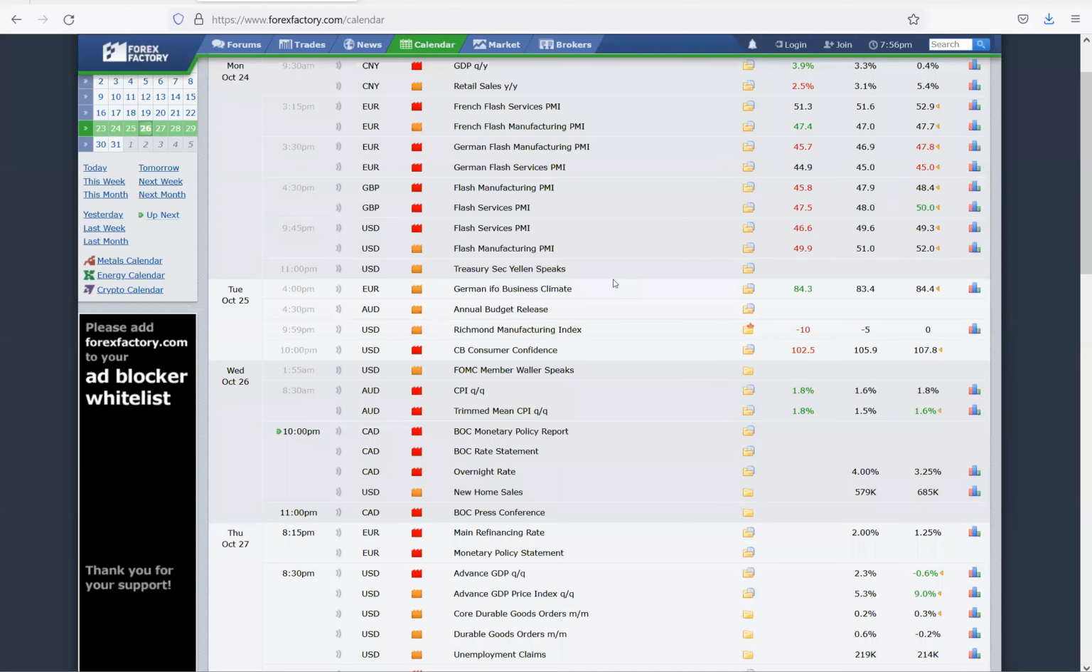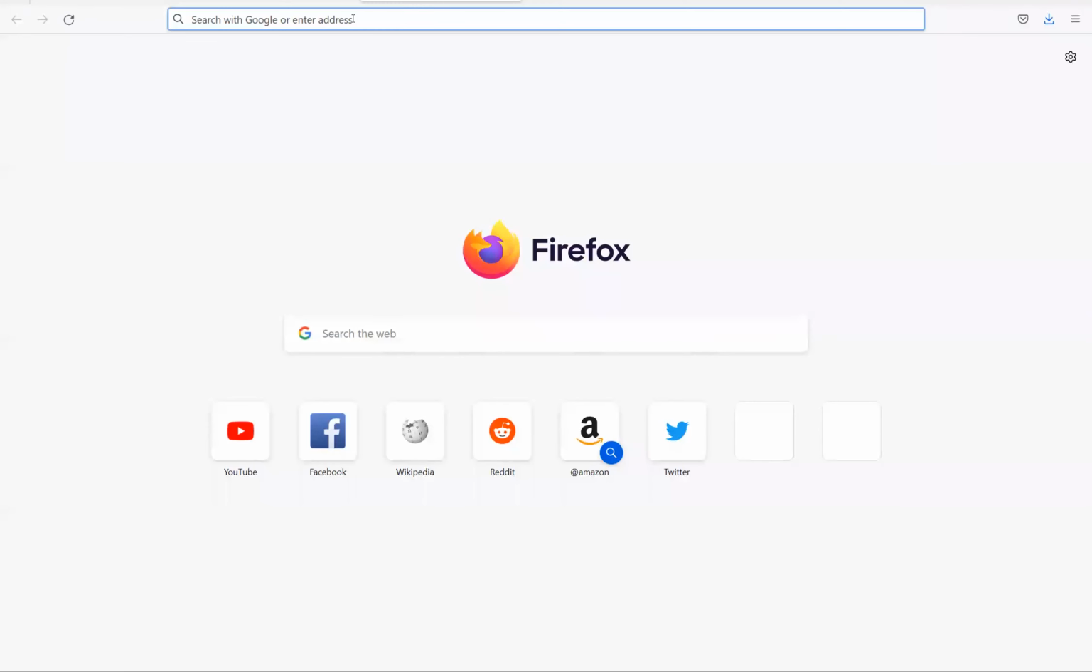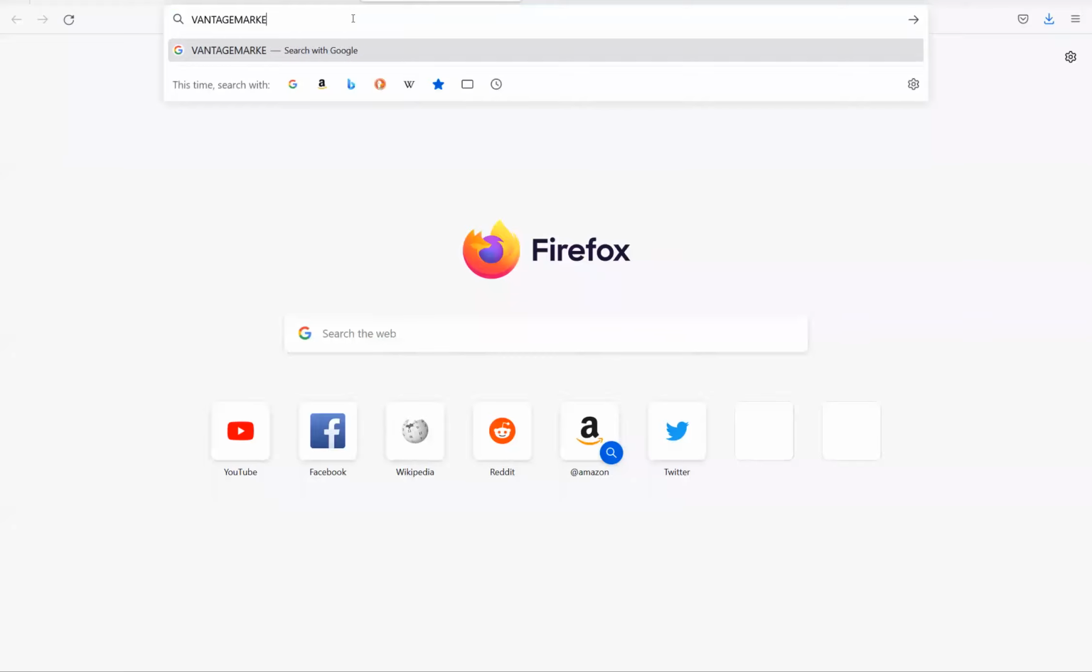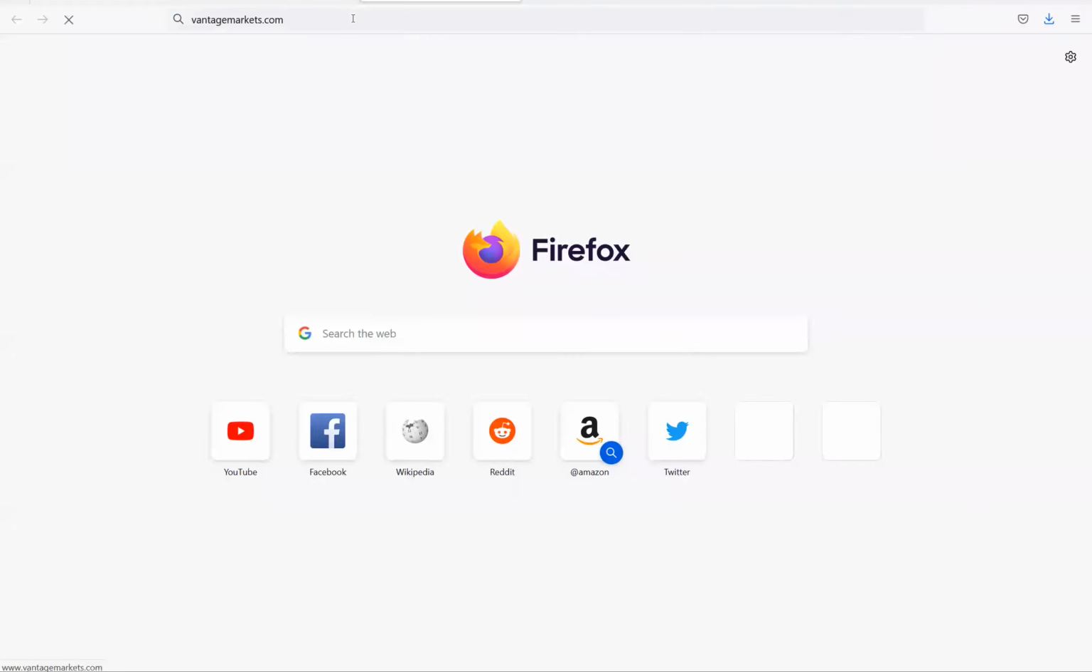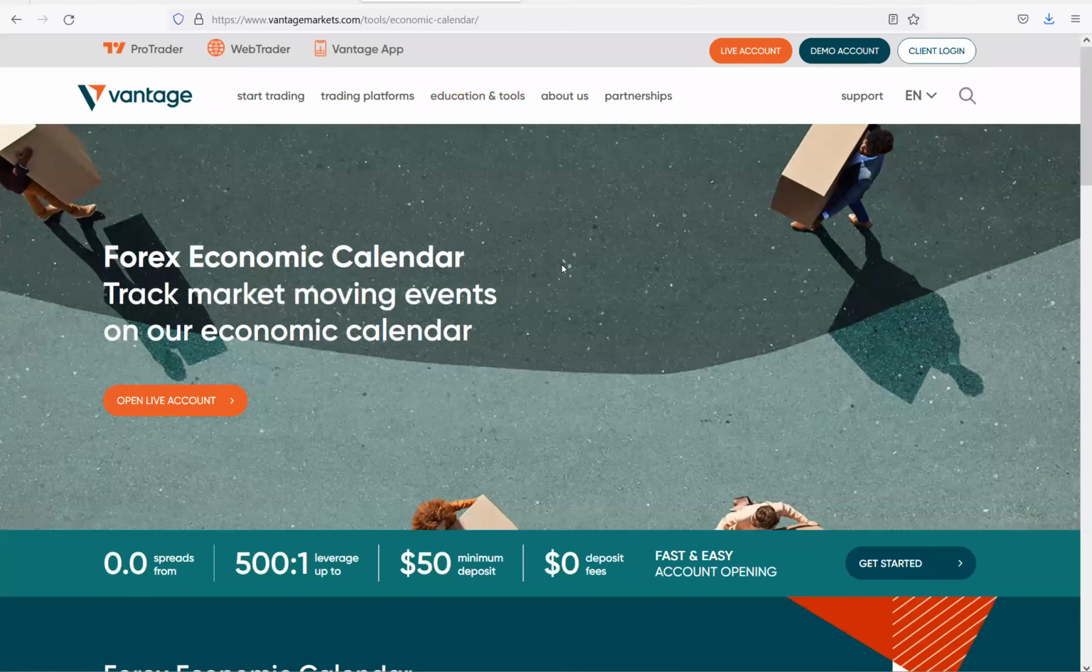Okay, so this is the economic calendar. You can use Forex Factory or you can also use Vantage Markets, which has a Vantage economic calendar as well. Just go to vantagemarkets.com, under Education and Tools, economic calendar. So this is the one.